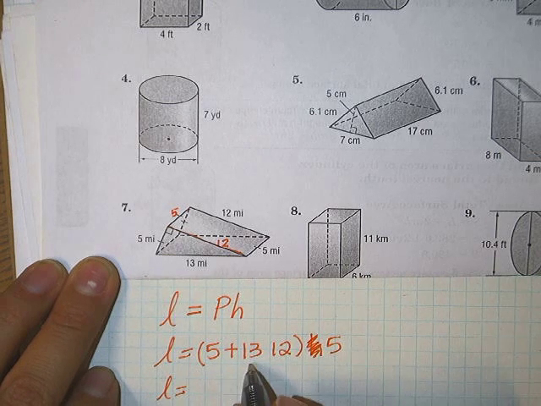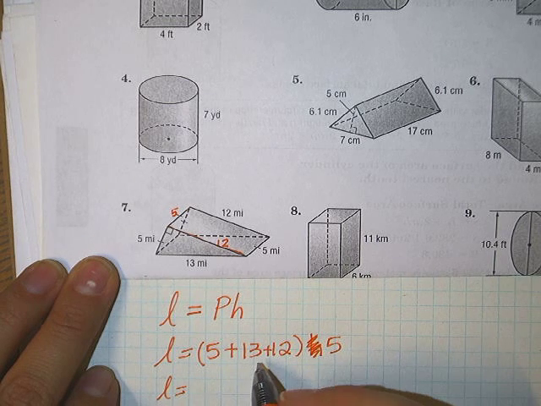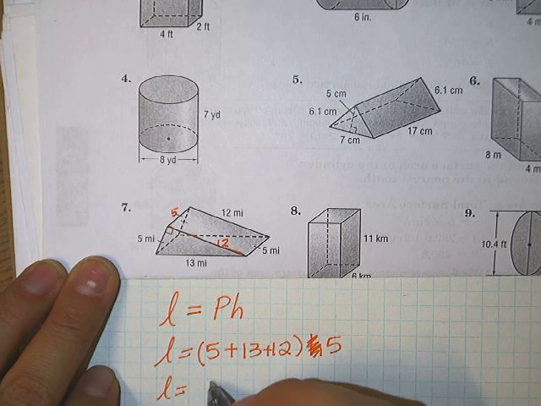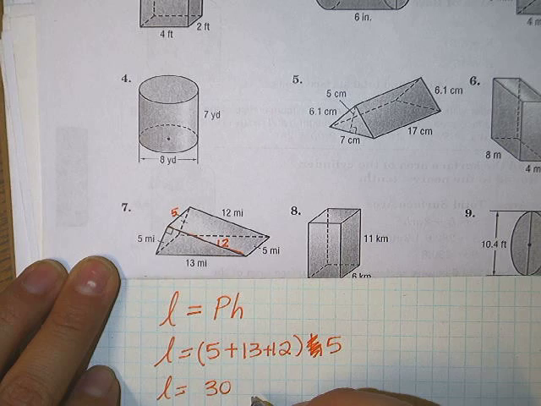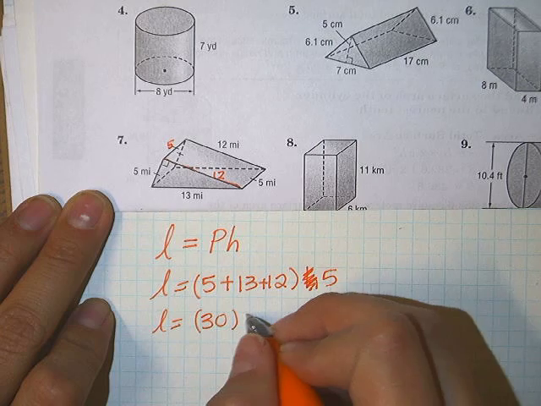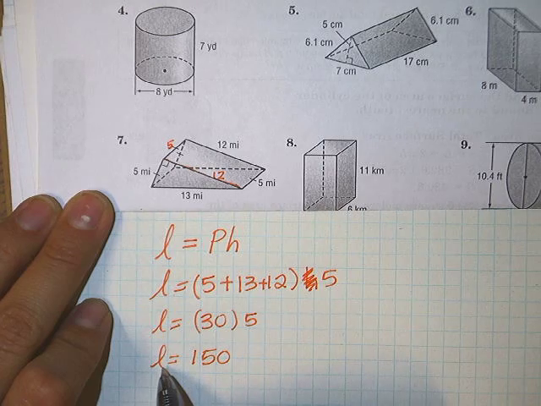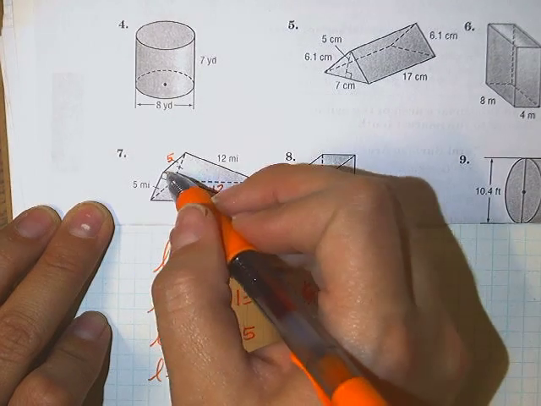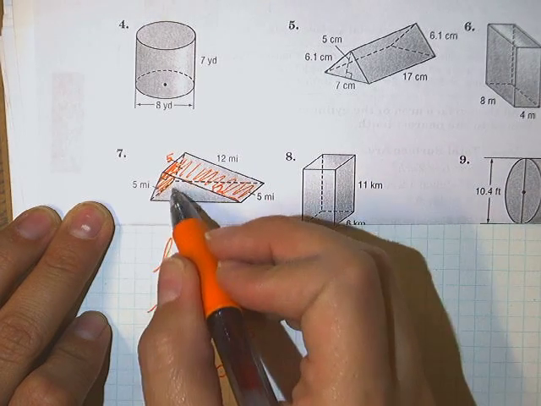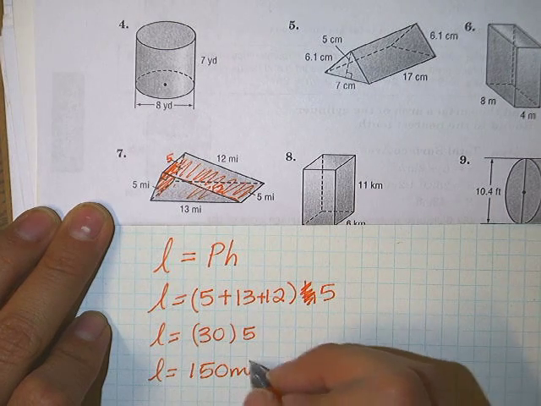Alright, adding these together, 13 and 12, 15 plus 5, that's 20. Nope, that's not 20, that's 30. 2, 3, 5, 30. Then that gets multiplied by 5. 3 times 5 is 15, add a 0. My lateral surface area, which means these rectangles, that one there, the one underneath, and the one in the back, are equal to 150 miles squared.